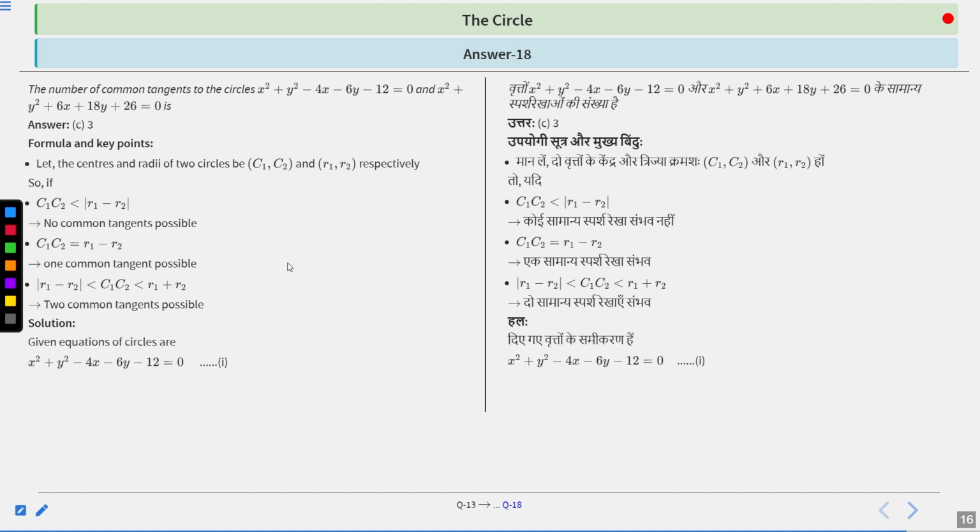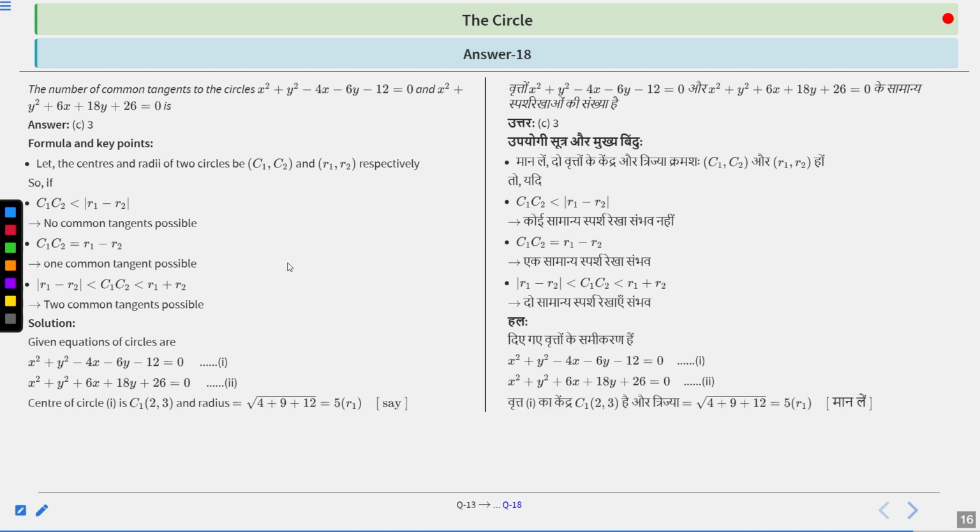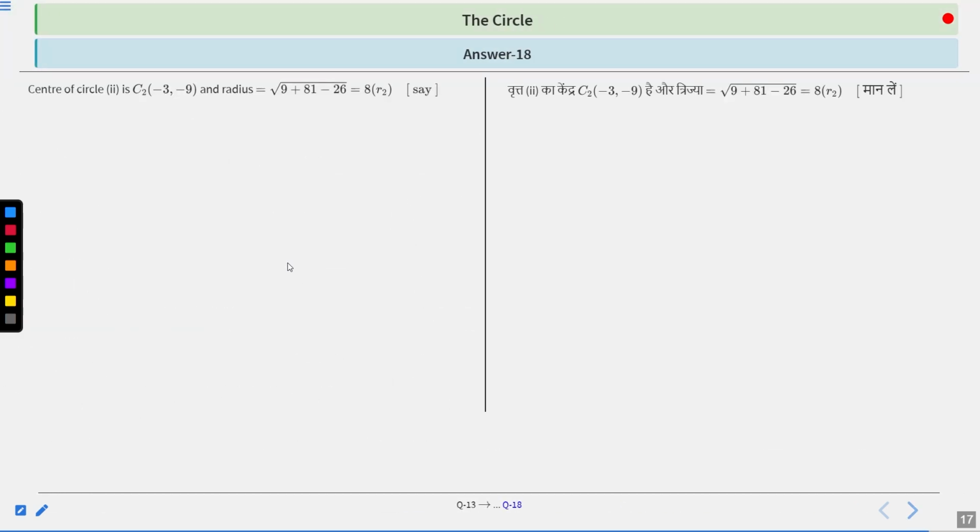Given equations of the circles are x square plus y square minus 4x minus 6y minus 12 equal to 0, and second, x square plus y square plus 6x plus 18y plus 26 equal to 0. So the center of circle 1 is C1, which is (2, 3), and radius is root over 4 plus 9 plus 12, which is equal to 5. Let us say it is R1, right? Clear? Now, the center of circle 2 is C2 (minus 3, minus 9), and radius is root over 9 plus 81 minus 26, which is 8. Let us say it as R2, right?